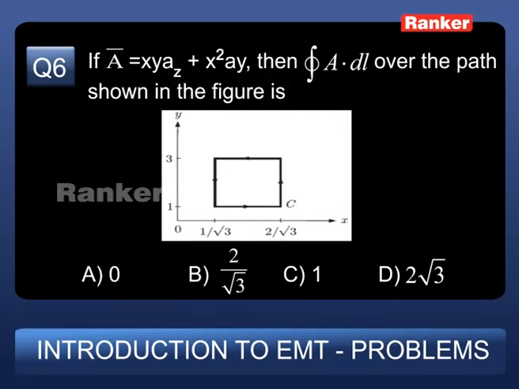In the question, the options are A is 0, B is 2 by root 3, C is 1, D is 2 by root 3. So here what we got is answer 1. So option C is right.